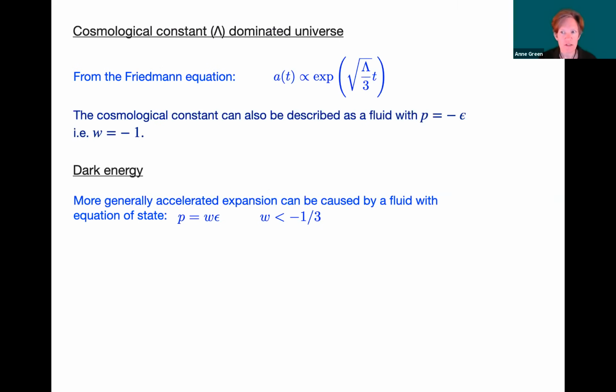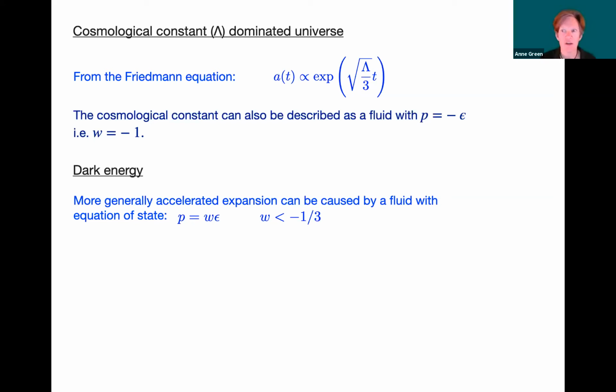For a cosmological constant dominated universe, we end up with a dot proportional to a, and so we end up with exponential expansion. And as I've already mentioned, you could also describe the cosmological constant as a fluid with the equation of state with w equals -1. And I think I've already said what I've written here about dark energy.